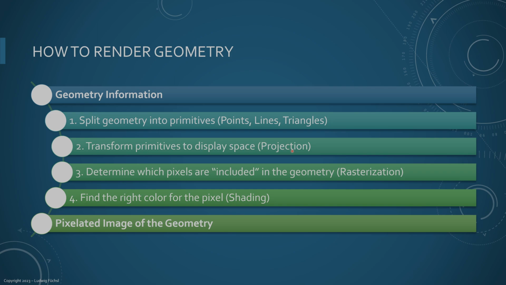For example, if we have a point, we need to convert that point into a pixel, meaning which pixel the point is actually covering. Same goes for lines. We have 2 points that define a line. We need to know which pixels are touching the line or are covered by the line. The same thing goes for triangles. If we have a triangle, we need to see which pixels are included in the triangle. And this is a step called rasterization.